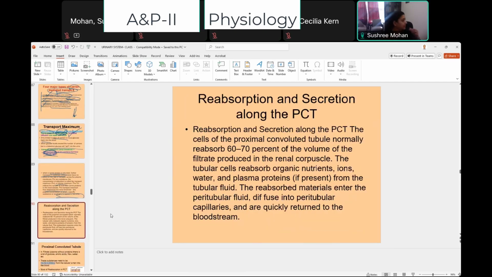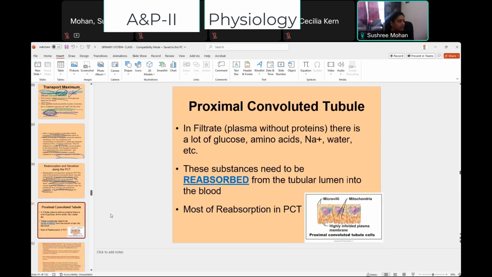Because you're taking so much sugar. So, reabsorption and secretion along the PCT. Reabsorption occurs along the PCT: 60 to 70% of the volume of the filtrate produced in the renal corpuscle. The tubular cells will reabsorb organic nutrients. What all do they absorb? Nutrients, ions, plasma protein. In case some have leaked into the tubular fluid, those are sent back, and they diffuse into the peritubular capillaries in the cortical region and into the vasa recta in the medullary region. They're all returned back into the system.